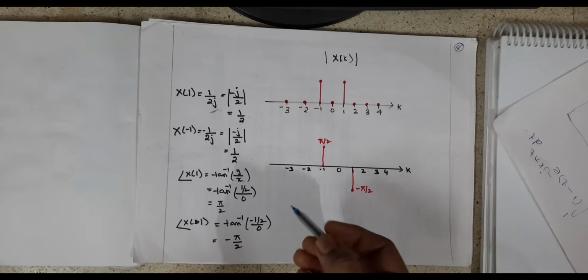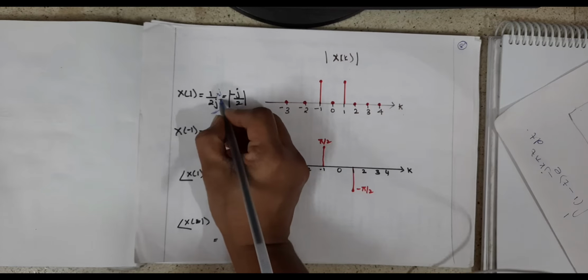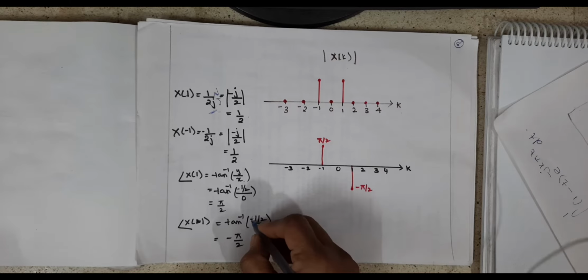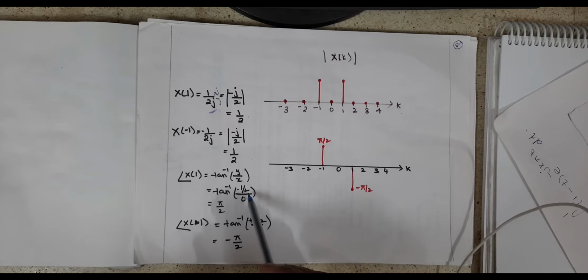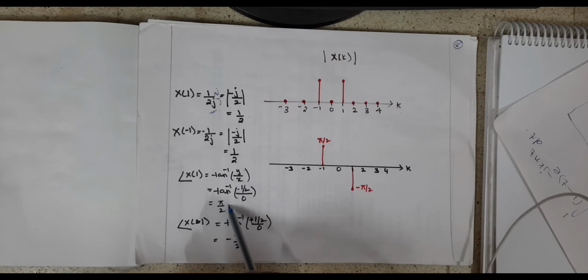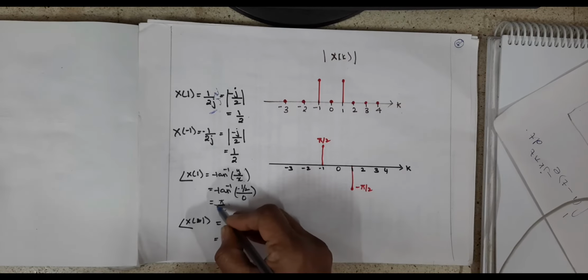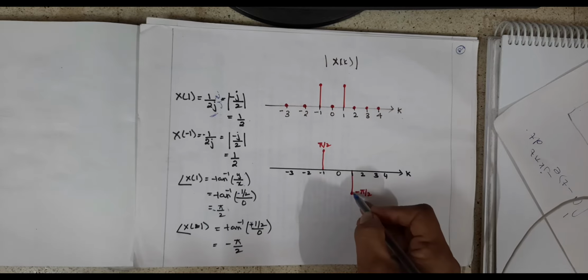So here multiply and divide by j. So here we have minus 1 by 2, and here plus 1 by 2. Now tan inverse of minus 1 by 2 is nothing but pi by 2, so it is minus pi by 2. Therefore, at 1 it is minus pi by 2.